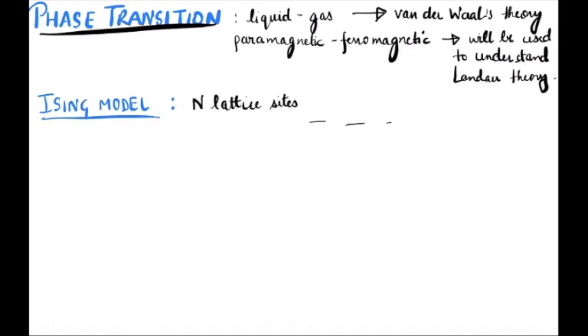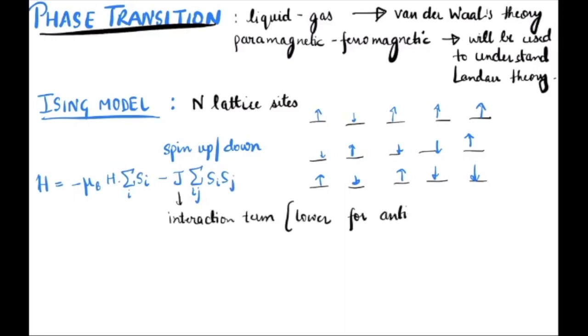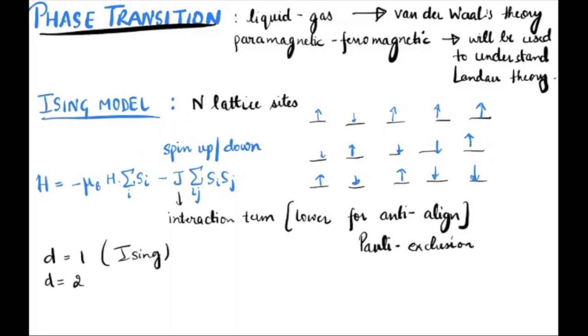The model states that we have n lattice sites and each site can accommodate either a spin up or a spin down state. The Hamiltonian can be written by this expression. Here, J is the interaction term. So when the spins are anti-aligned, J has a lower value because we want to respect Pauli's exclusion principle.